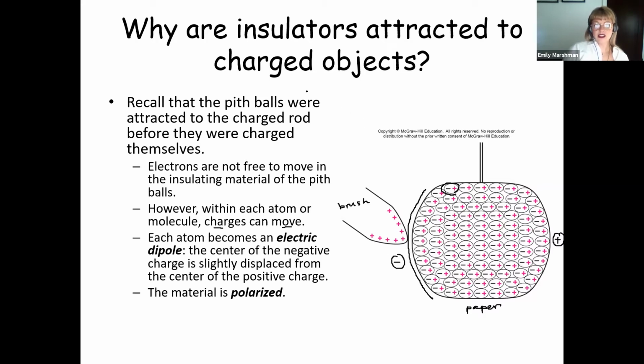So even if an object is an insulator, it can still be attracted to a charged object. It's kind of like when you rub a balloon on your head and you stick it to the ceiling and it sticks. Same idea. Now, if this had been a conductor, so if I had brought the brush near, say, an aluminum ball or something like that, so if it had been a conductor and I brought the brush nearby, the brush is positively charged.